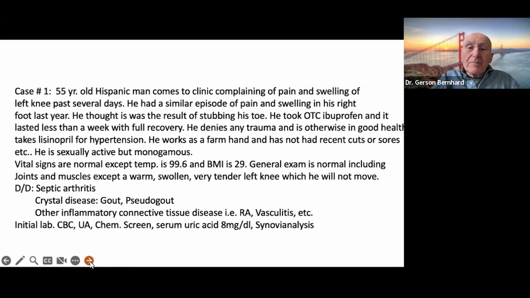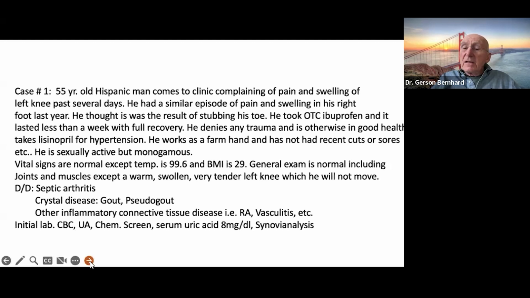So with that kind of background, let's see how some of this might work out. And I've got some sample cases that might help you. A 55-year-old Hispanic man comes to your clinic and he's complaining that he has pain and swelling in his left knee. It's very recent in onset. And yeah, he had a similar episode a few years ago with swelling of his big toe. And he thought perhaps he stubbed his toe, whatever it is, painful, swollen. And he took some over-the-counter ibuprofen, and it lasted about a week, and it recovered, and he went on his way, and that was fine.